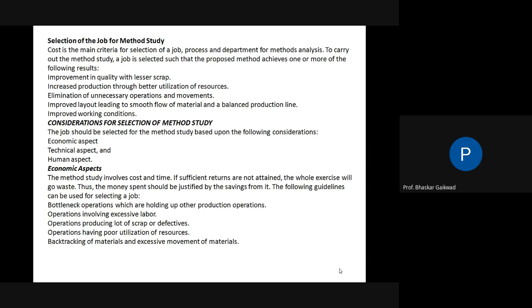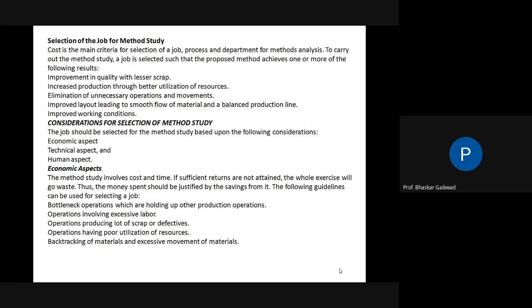At the same time, your working conditions are very important. If a good working environment is there, job satisfaction is there, simplification is there, standardization of the job is there, definitely the man will work in that organization for more time. So these are the points you have to remember while selecting a job for method study in industry. Okay. So cost, wastage, working conditions, flow of the materials, improvement in the working conditions.